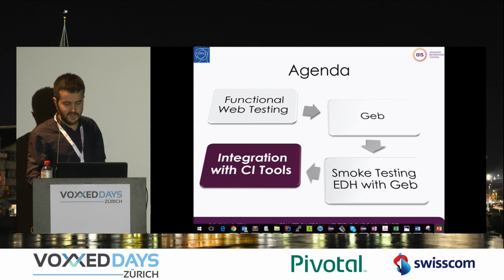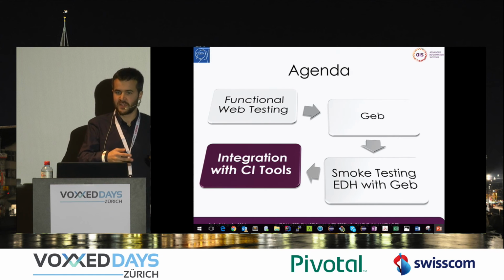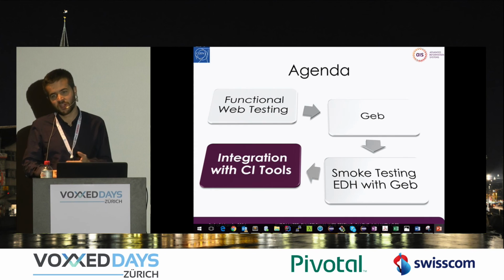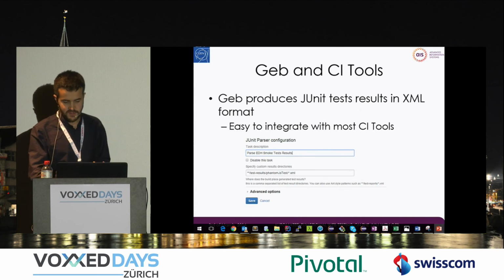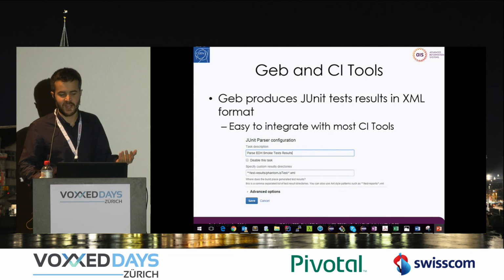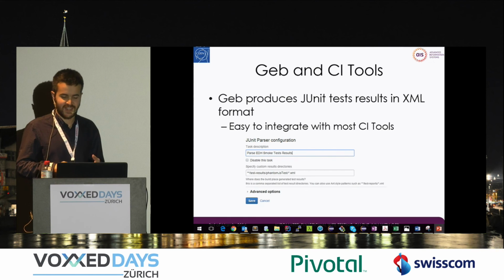So at last, I'll show you how you can then integrate all these tests with your build system. Because once you have the solution deployed, you have to make sure that you actually run it and it's integrated to your build system, that once you deploy to pre-production, you actually run these tests and make sure they're green before deploying to production. So how to integrate with CI tools, right? It's very easy because Geb actually produces JUnit test results in XML format.